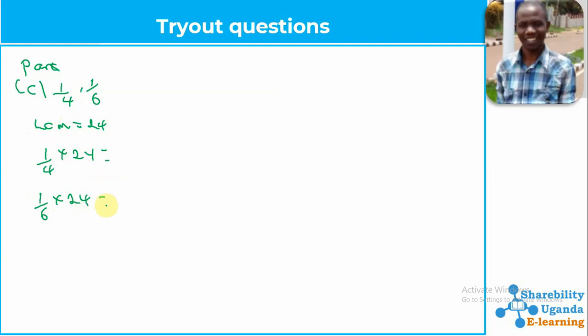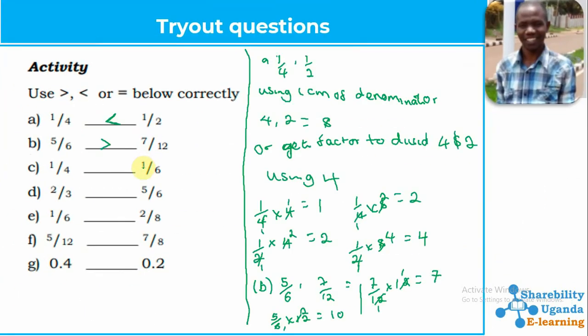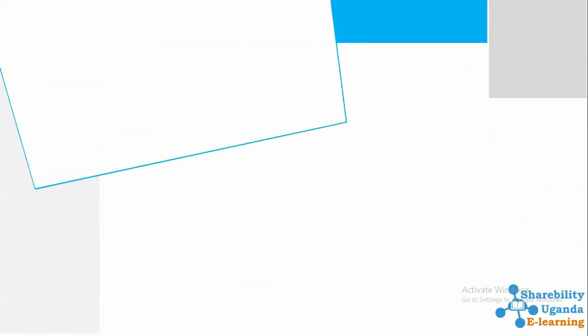Let's get answers here. We say 24 divided by 4. Our answer is going to be 6. 24 divided by 6. Our answer is going to be 4. So our 1 out of 4 is greater than 1 out of 6. Okay, so then here we can come and write this one is greater than 1 out of 6. And then also come to our part D.